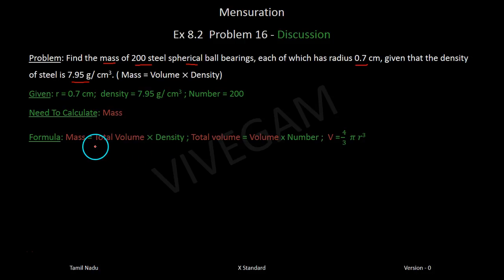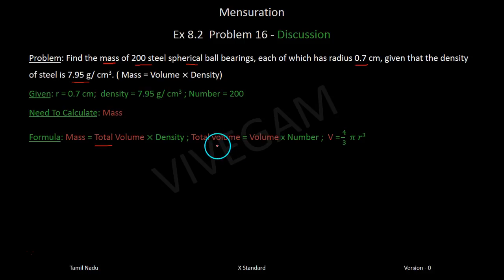But if you look at this, we will not be able to use this formula as of now because there are two unknowns. Total volume is what we don't know. Similarly, mass is also not known. That's what we are asked to find. So there are two unknowns in this equation, which means we cannot calculate as of now. So we have to find total volume.